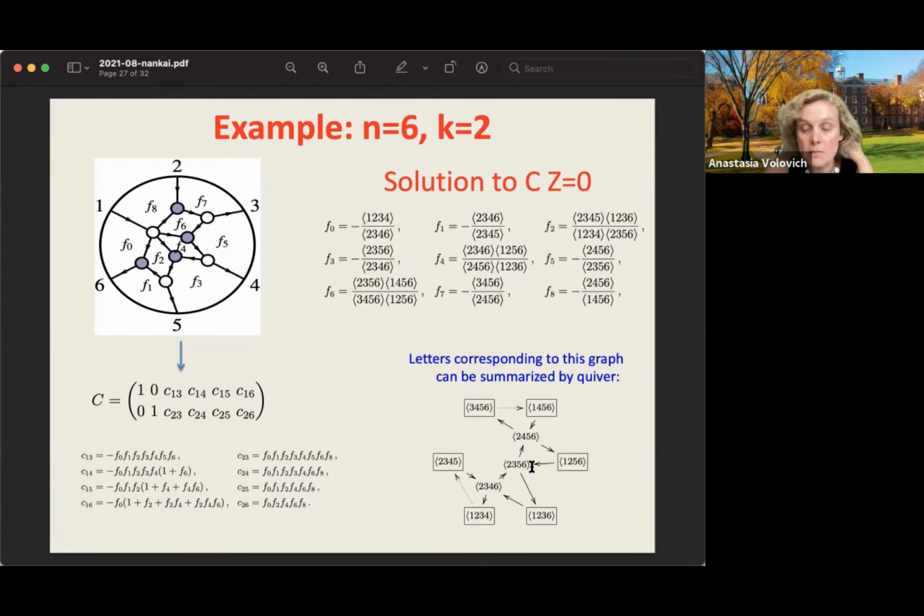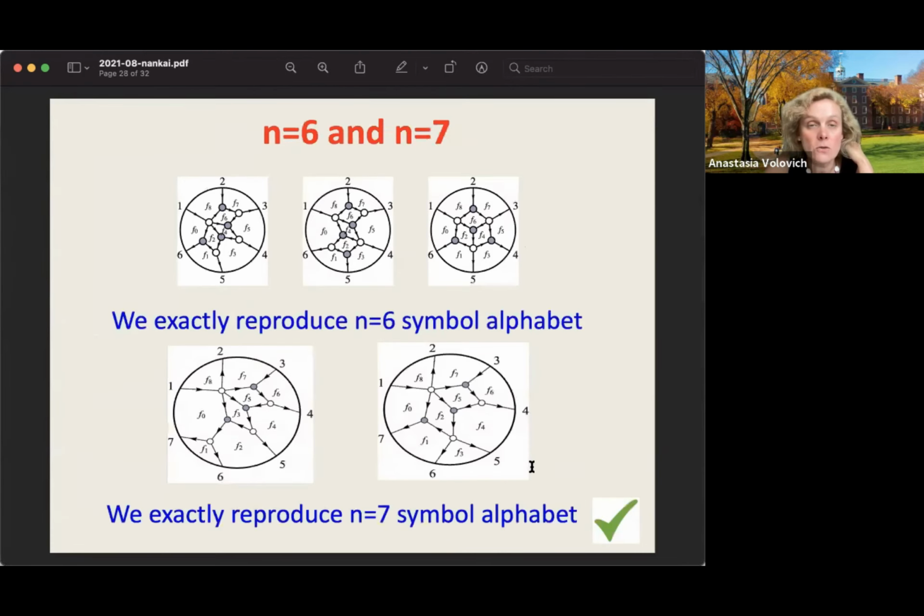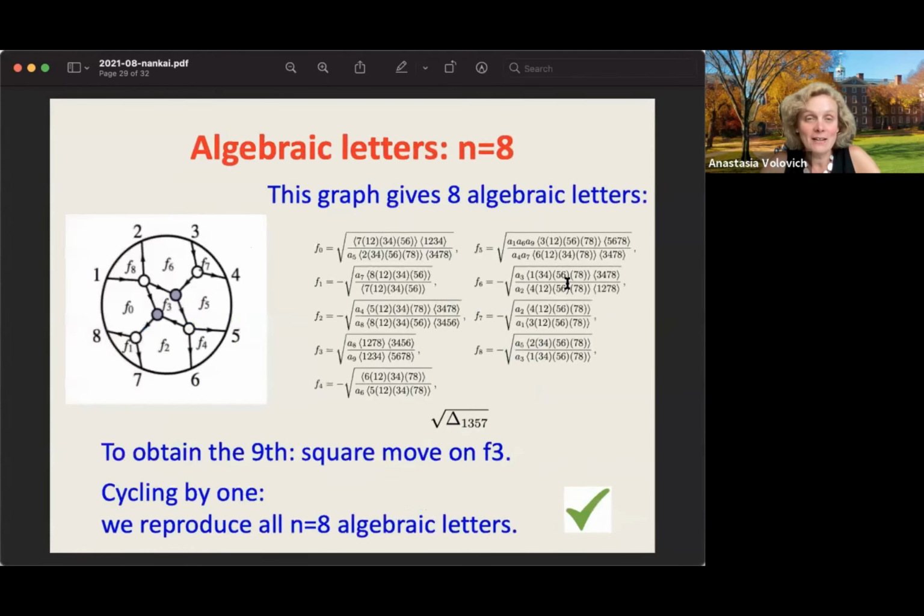We get all these possible brackets. Now we do this for the graphs for six and seven points. We have done this systematically. We have very good students who can do this, and we exactly reproduce the six- and seven-point alphabets from this procedure. So that's the method that we're suggesting.